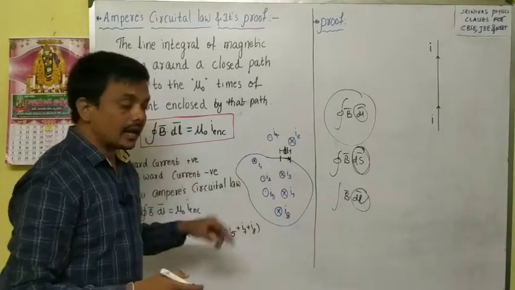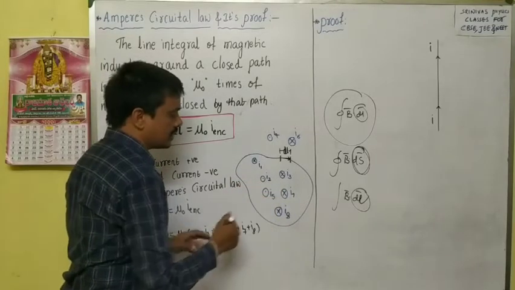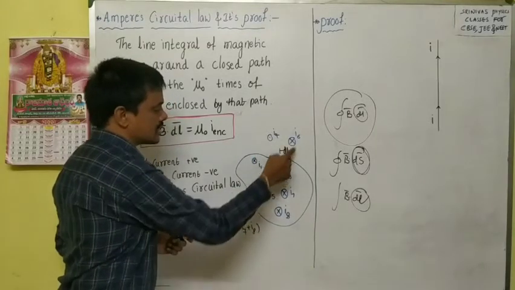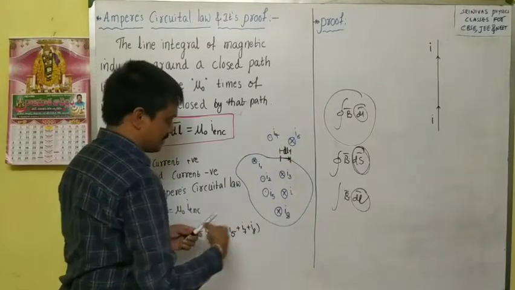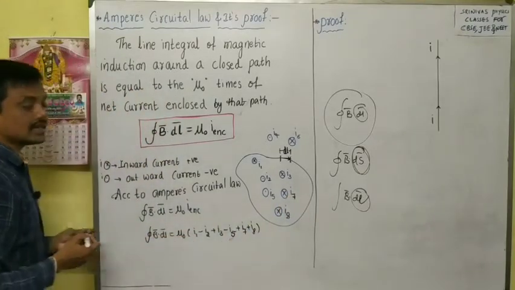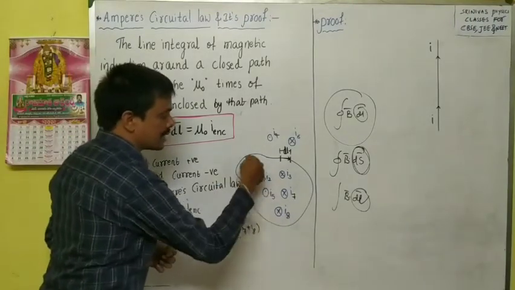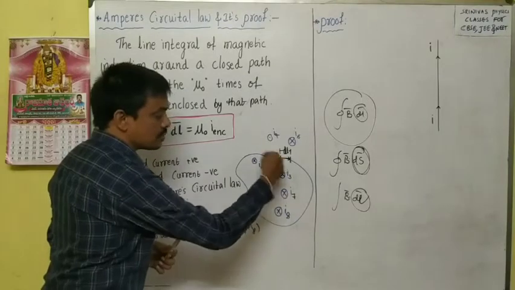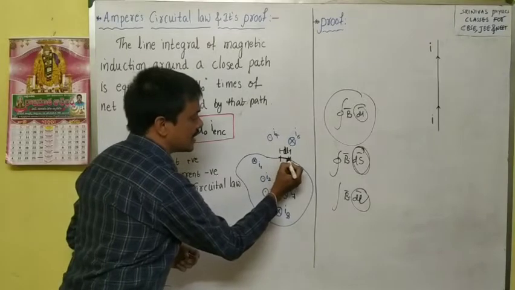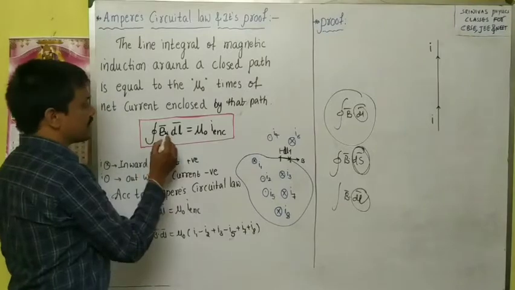Here there are some currents: I1, I2, I3, I4, I5, I6, I7, I8. Like this there are the currents. Now the current enclosed in this closed path is what we want. What is the current enclosed in this path? Here I want the magnetic induction. The magnetic induction may be tangential at a particular point. The line integral of magnetic induction is the integration of B bar dot dl bar.